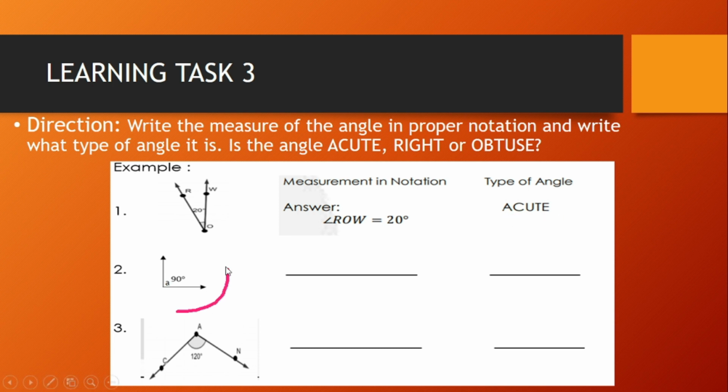And the next is, etong number 2 natin, this is angle A is equal to 90 degrees. So exact 90 degrees, so this is a right angle. And then the third and last is we have angle CAN, meron na tayo dyang label na 120 degrees. So meaning to say angle CAN is equal to 120 degrees, and this is an obtuse angle. Greater than 90 degrees but less than 180 degrees.